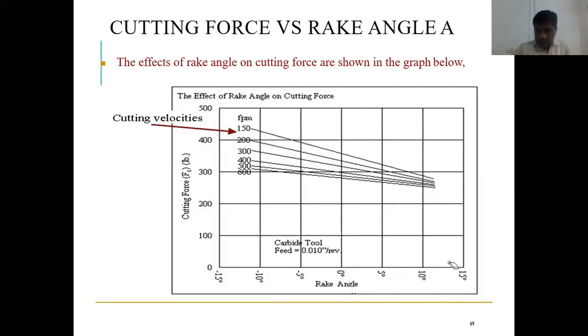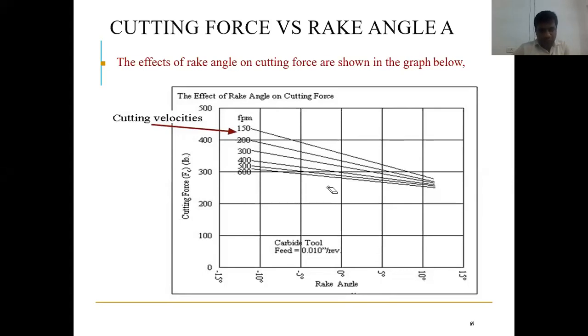Similarly, in addition to rake angle, your cutting force also depends upon velocity. If you see, as the velocity changes, your curve is changing. This is 150 foot per minute. This is 200. As the velocity increases, your cutting force is decreasing. So velocity is opposite to the cutting force. And as rake angle increases, your cutting force is decreasing. There also it is quite opposite, right? So even if speed increases, cutting force is decreasing. Even if rake angle increases, cutting force is decreasing.